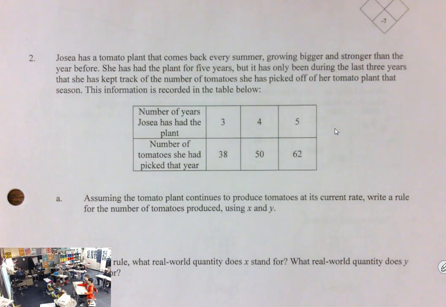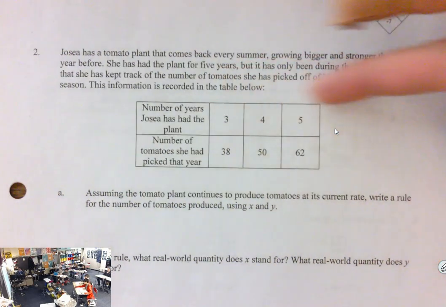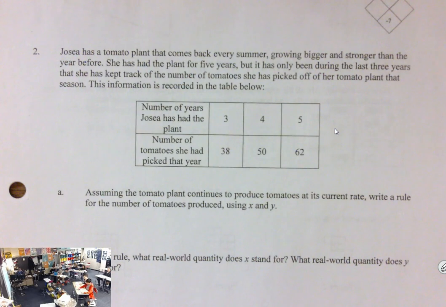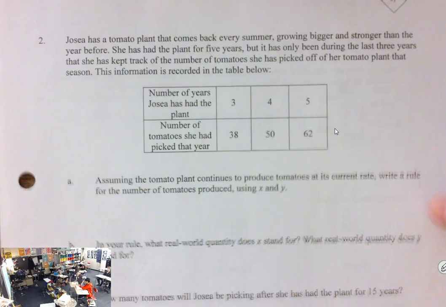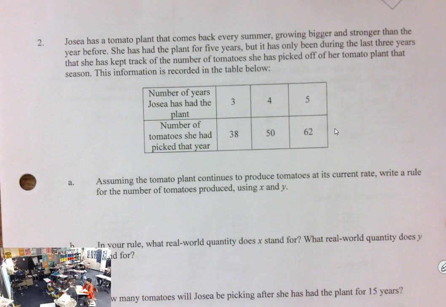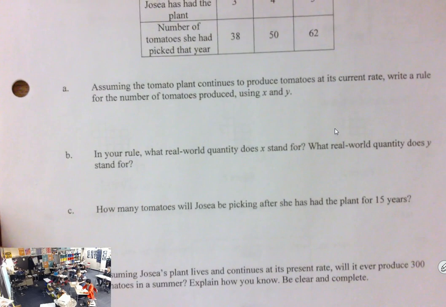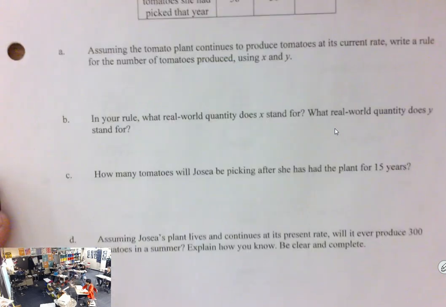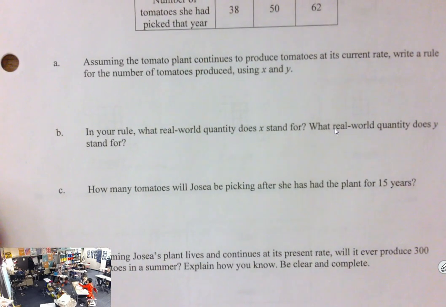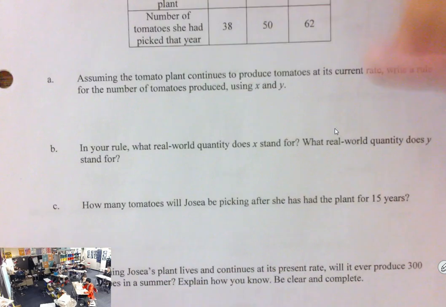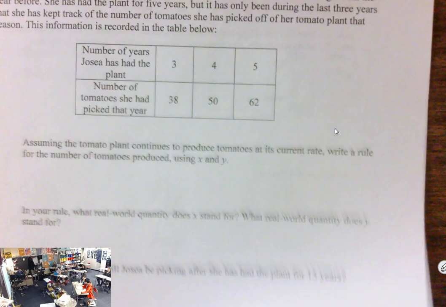But we have a table given to us: years you've had the plant, and tomatoes that it has produced, and then some questions about that. Assuming this continues at the current rate, make a rule for it. How many tomatoes will be picked 15 years in? And when, if ever, would it produce 300 tomatoes? So define what your X and your Y are, how you make a rule, and how you work with that.